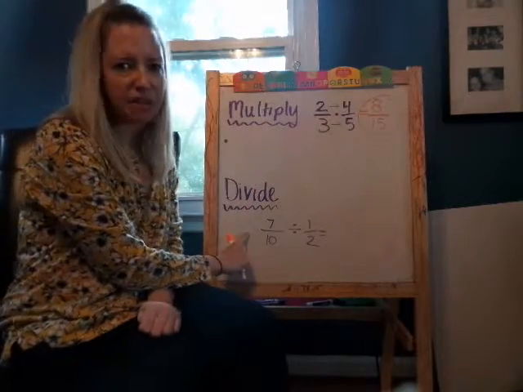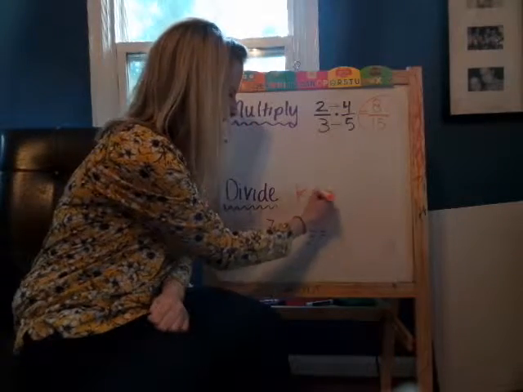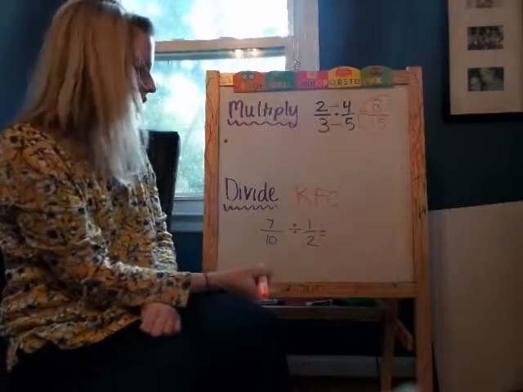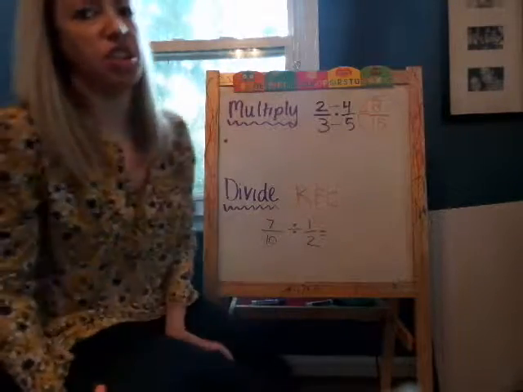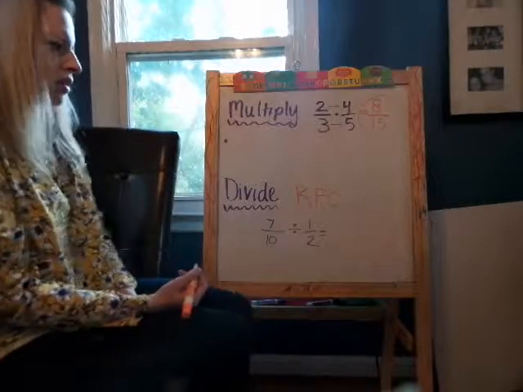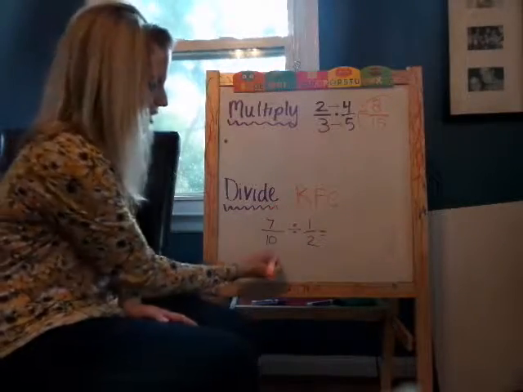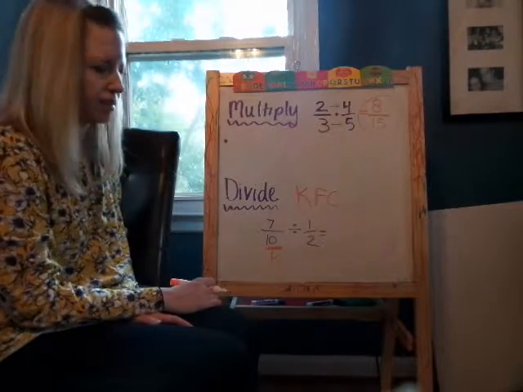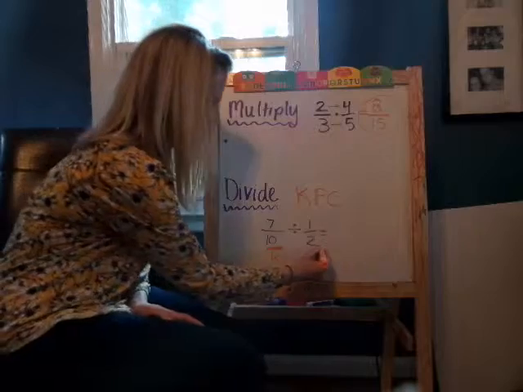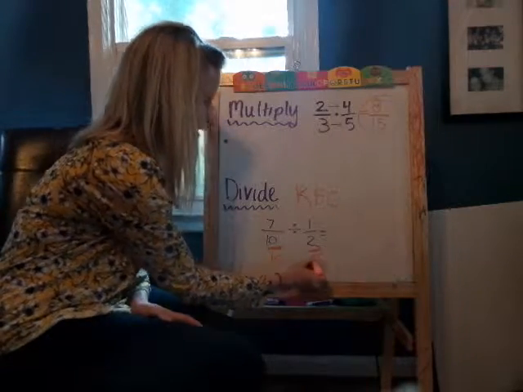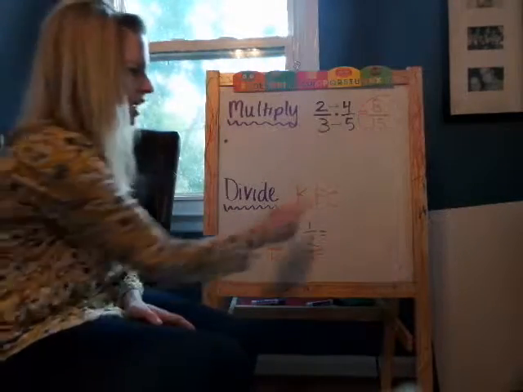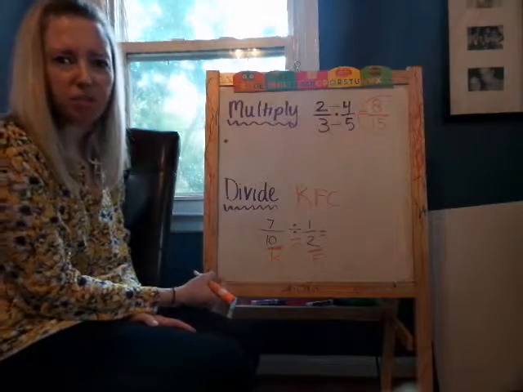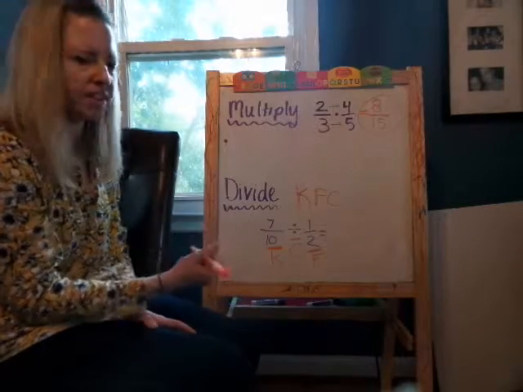Alright, so when we're talking about division, you typically hear a strategy called KFC, or keep, flip, change. When you divide with fractions, you actually change it to a multiplication problem. Okay, so that's when keep, flip, change comes in. We're going to keep the first fraction, which is 7/10. We flip the second fraction, or find the reciprocal of it, and then we change the sign. So instead of division, we are going to have multiplication.